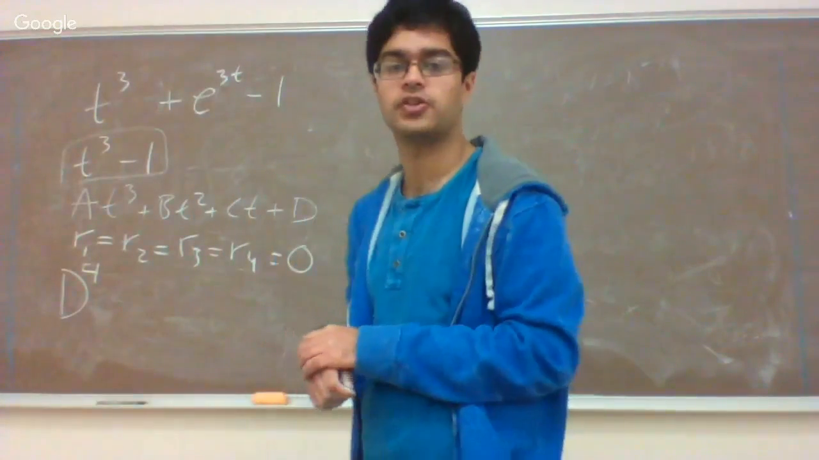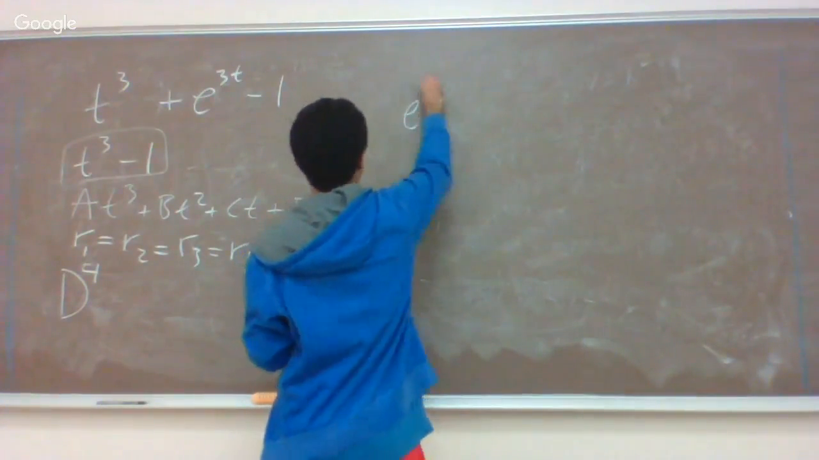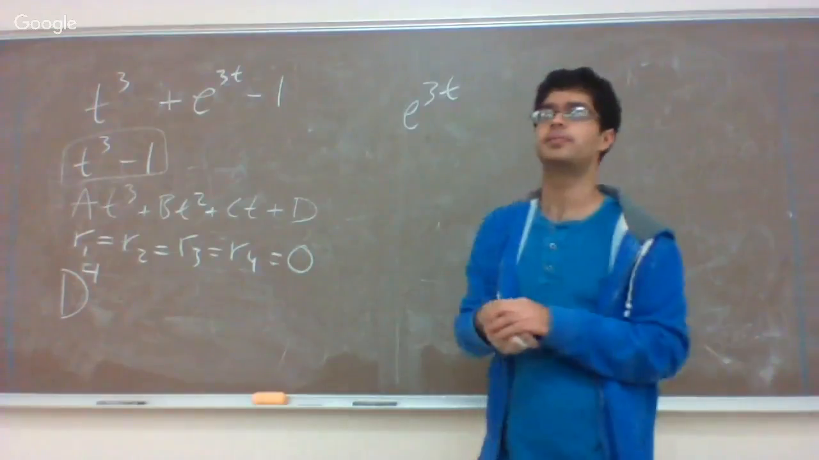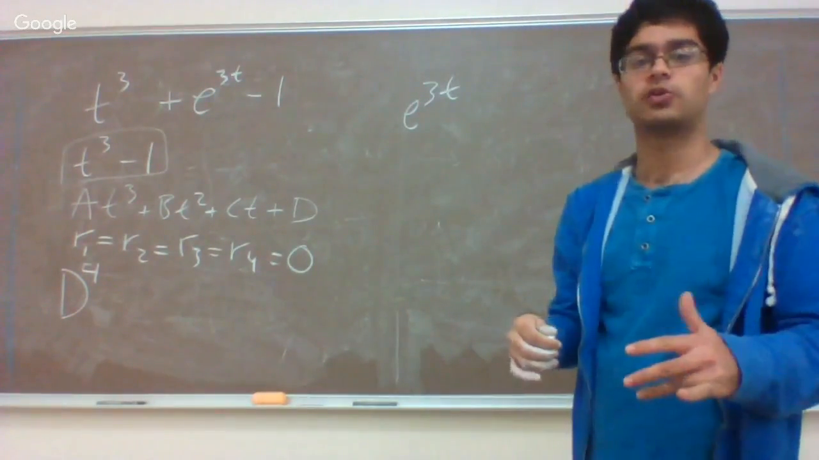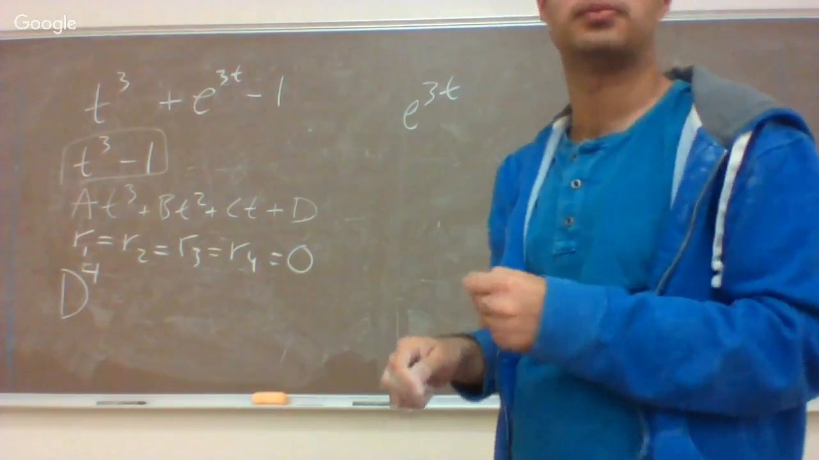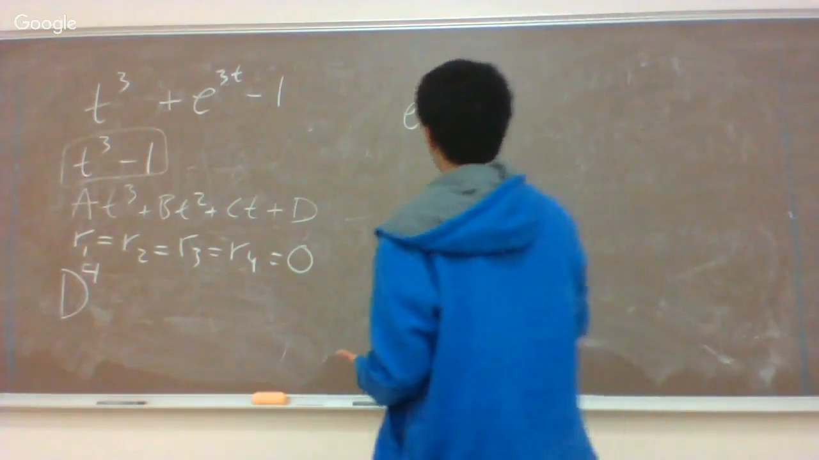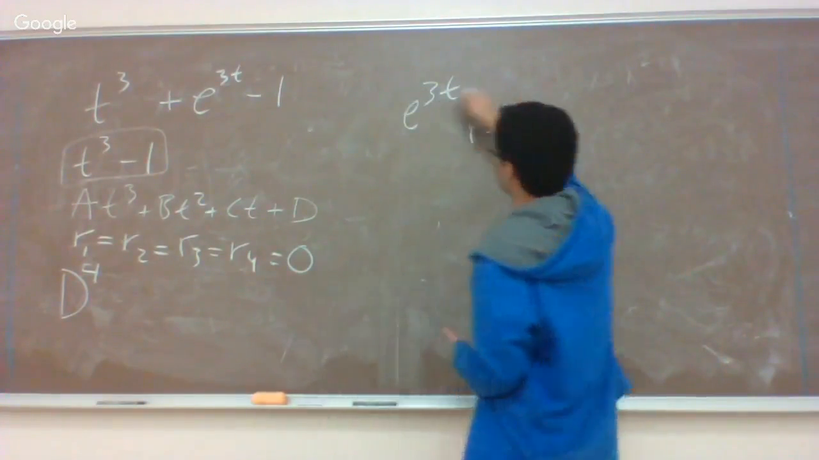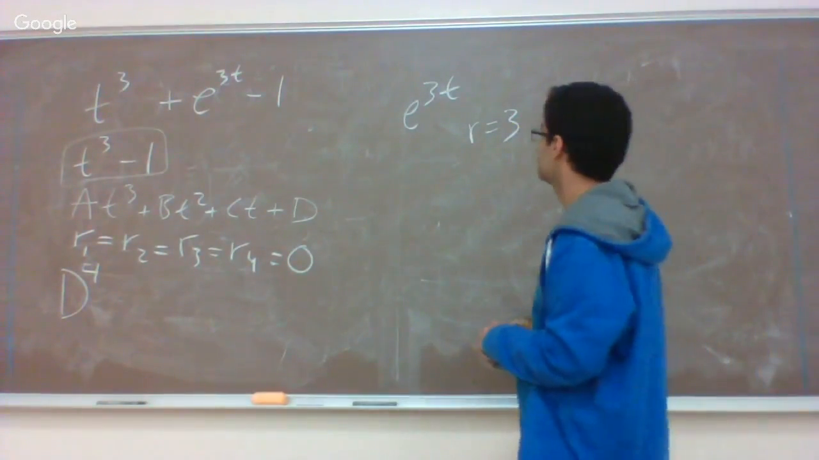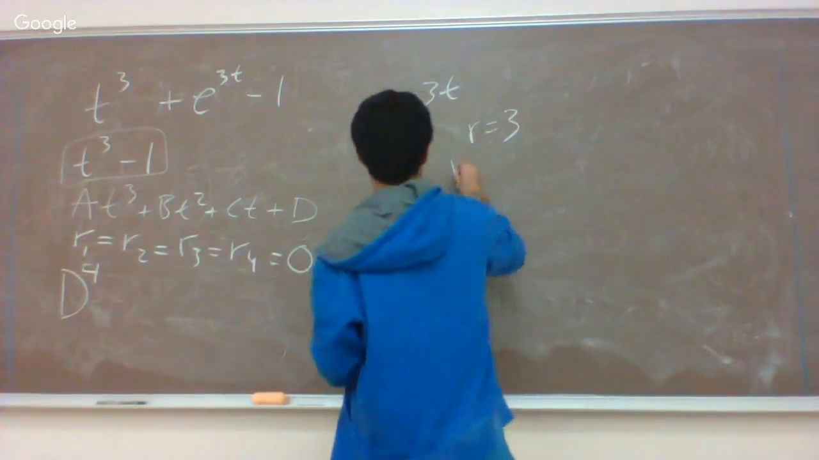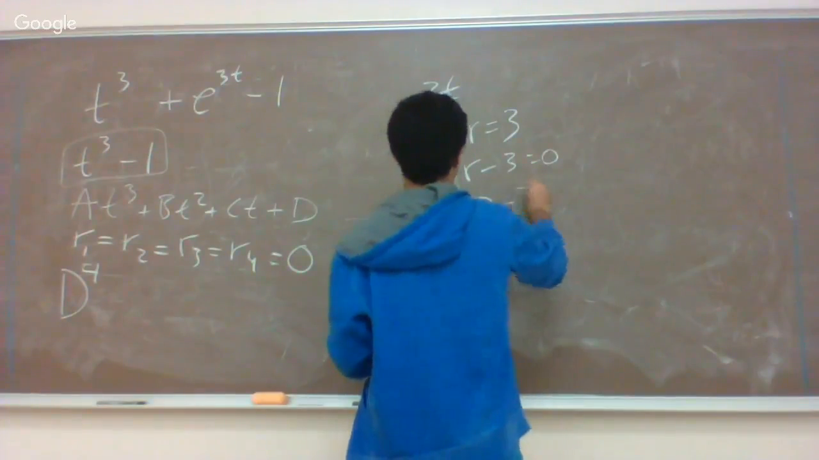The next part is the exponential part. That is e to the 3t, right? The way we get e to the 3t from the auxiliary equation is when r is equal to what? R is equal to 3, because that becomes the exponent on the exponential. And that is the same thing as if I had r minus 3 equal to 0, or d minus 3.